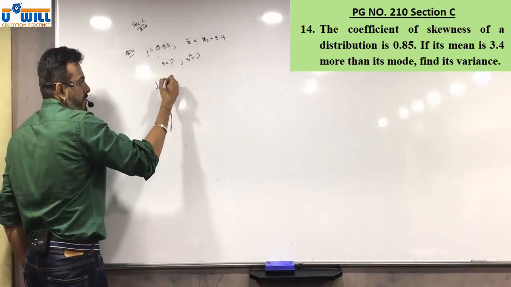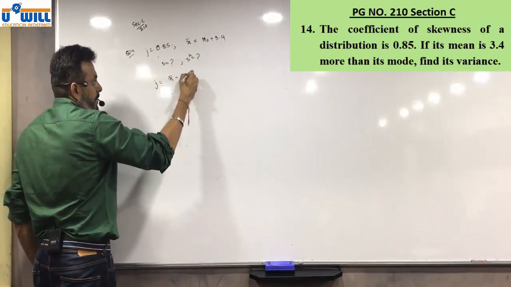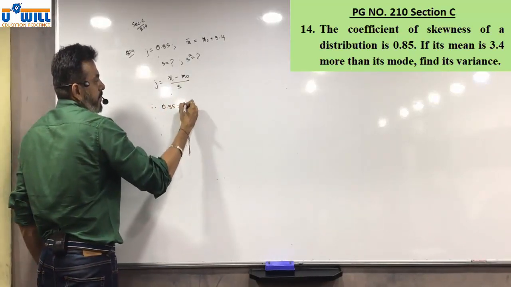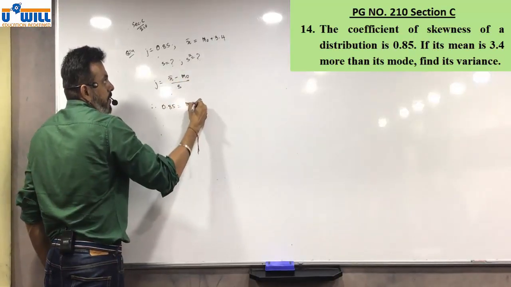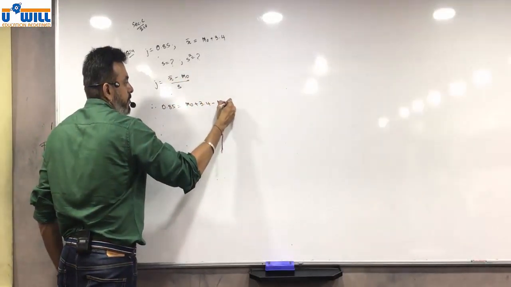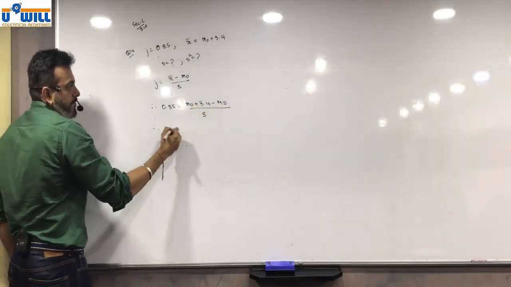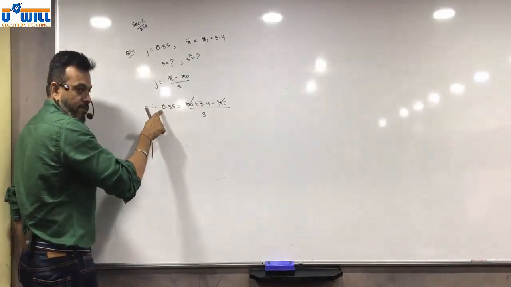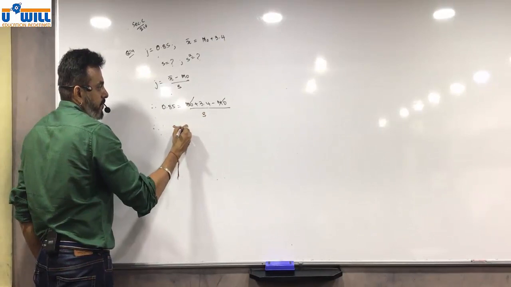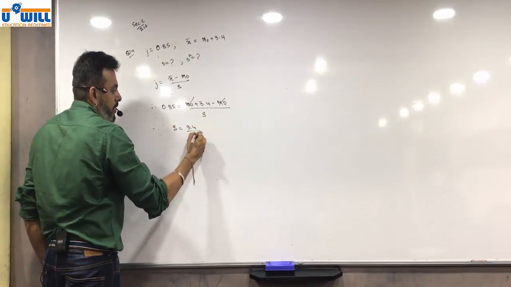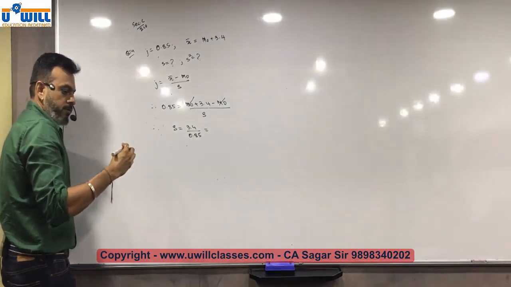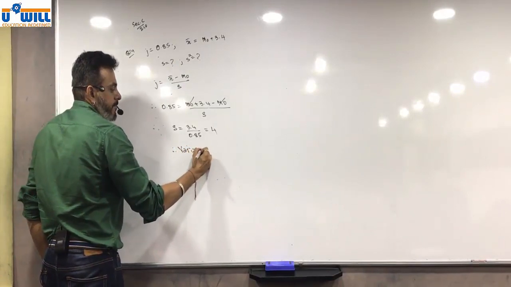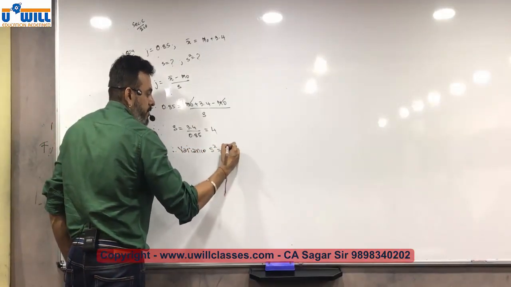Karl Pearson formula, J is equal to x bar minus mode upon S. 0.85 is equal to, what is x bar? Mode plus 3.4 minus mode upon standard deviation. Therefore, the mode cancels, 3.4 remains here, standard deviation will come here, 0.85 over here. So standard deviation is 3.4 upon 0.85, which is equal to 4. Therefore, variance S square is equal to 16.